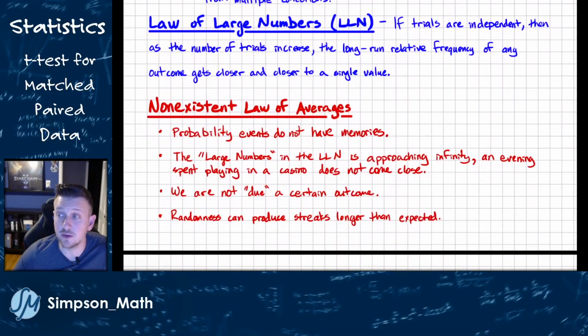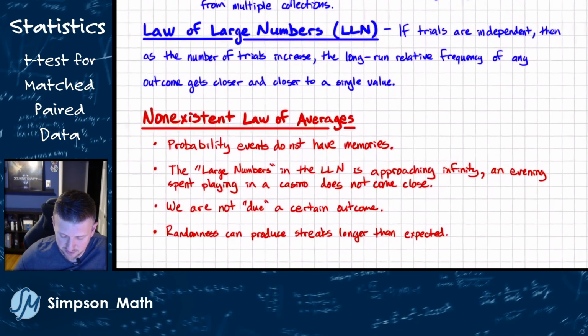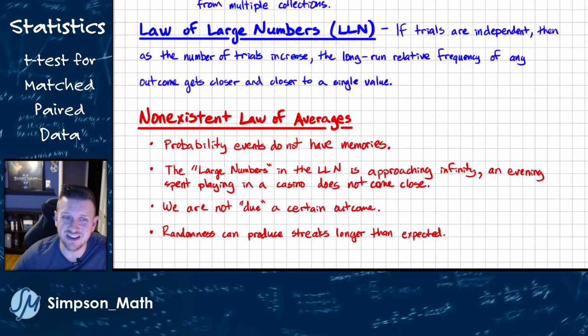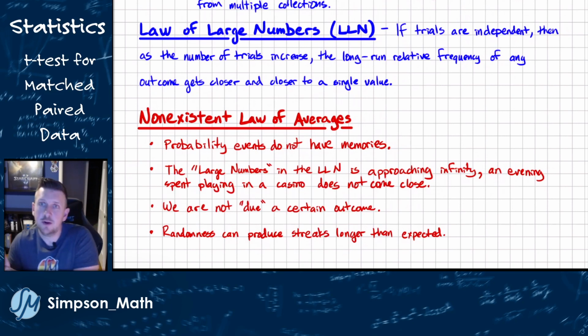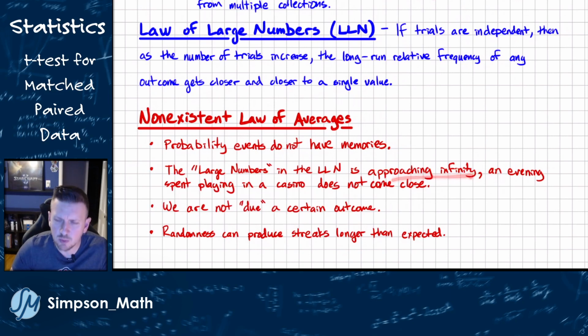There's some people who get a little bit confused by the law of large numbers. They might have learned it as something called the law of averages, and this is an incorrect idea. A lot of times people are wanting things to balance out in the short term. They're thinking that probability events have some sort of memories. They don't. In the long run, we expect them to balance out, but I'm talking about approaching infinity with the law of large numbers. An evening spent playing in a casino does not even come close to infinity. You're not like, oh, I've been losing all night. I'm due for a win any minute now.